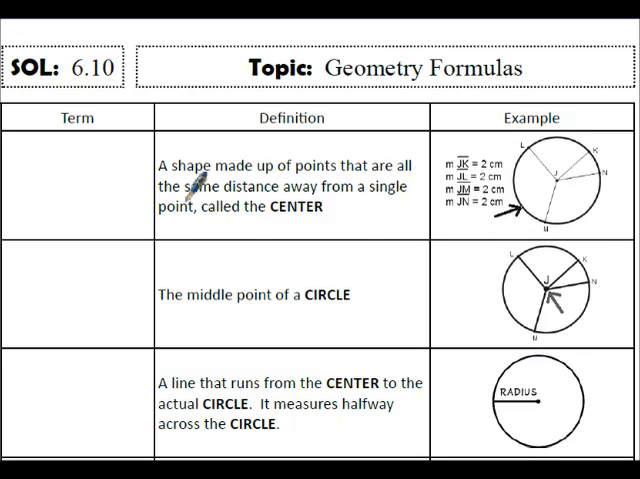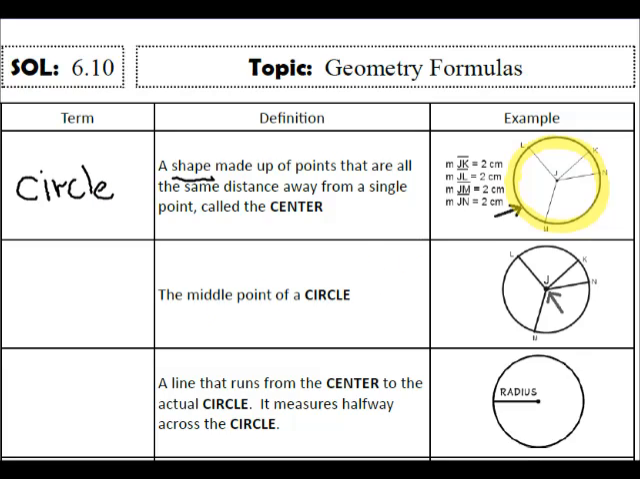A shape that's made up of points that are all the same distance away from a single point called the center. So if I look at the center and I measure out 2 centimeters out for this circle, we get that circle that's around the center J, and each of those little lines is 2 centimeters, so they're all the same distance from that center point. And this shape is our circle.